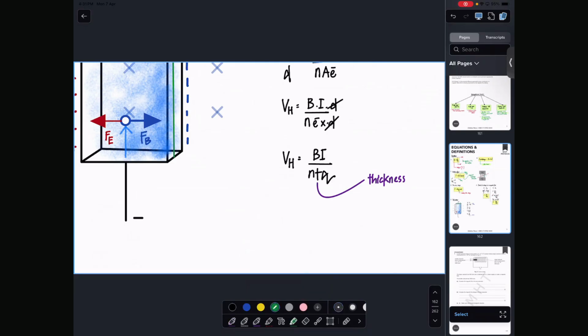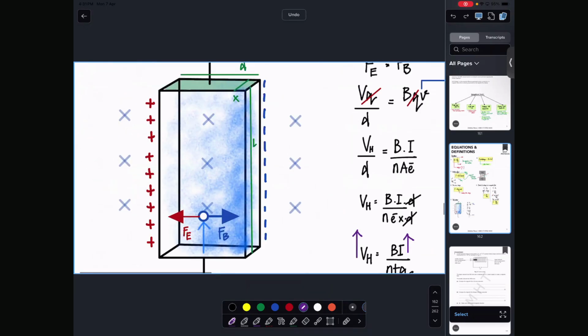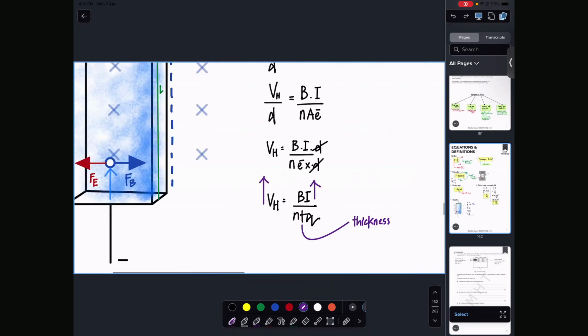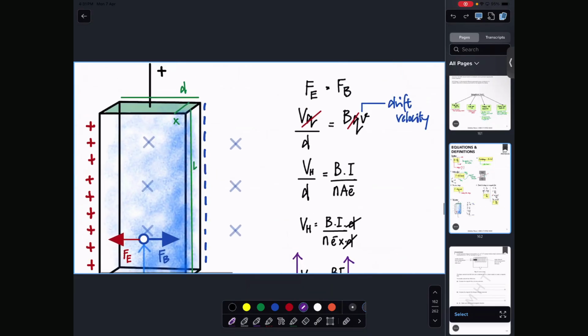Now, how can we increase this value, VH? Yes, I can use a high current. I can use a smaller thickness here, like a thinner wire. We have to make the thickness thinner. Thinner thickness produces higher Hall voltage. Why would that be?